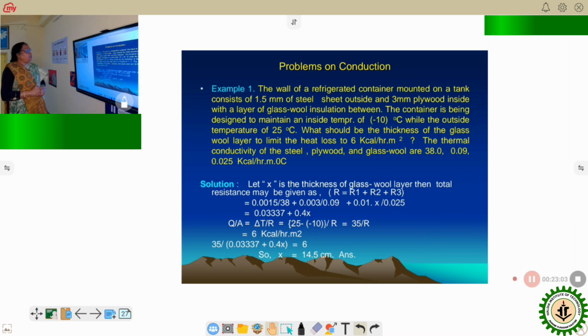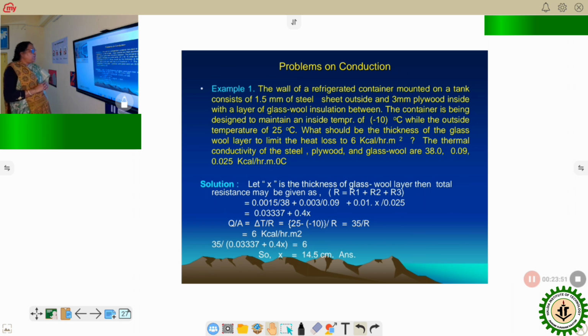This is the problem on the thickness calculation. The wall of the refrigerator container mounted on the tank consists of 1.5 mm of steel sheet outside and 3 mm plywood inside, with a layer of glass wool insulation between. The container is being designed to maintain the inside temperature of minus 10 degrees centigrade while the outside temperature is 25 degrees centigrade. So what should be the thickness of the glass wool layer to limit the heat loss to 6 kilocalorie per hour per meter square, if the thermal conductivities of the steel, plywood and glass wool are given as 38.0, 0.09 and 0.025 kilocalorie per hour per meter per degree centigrade?